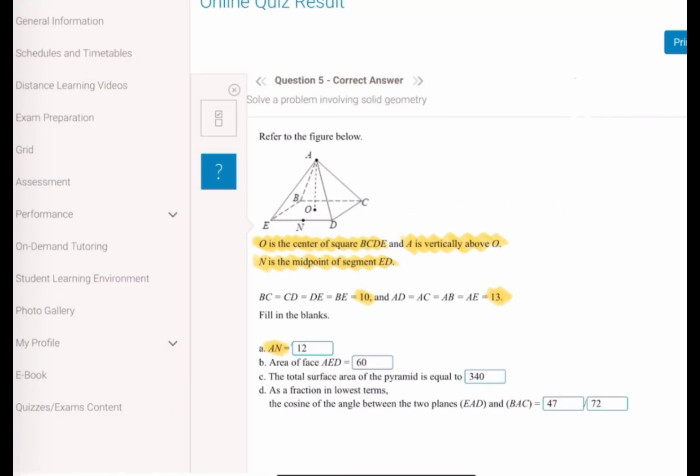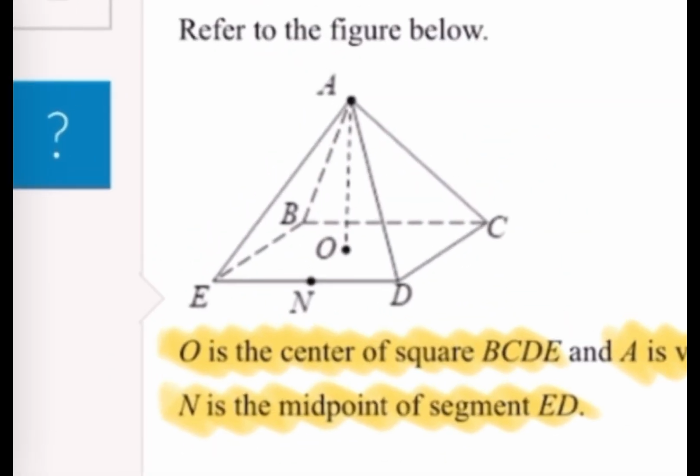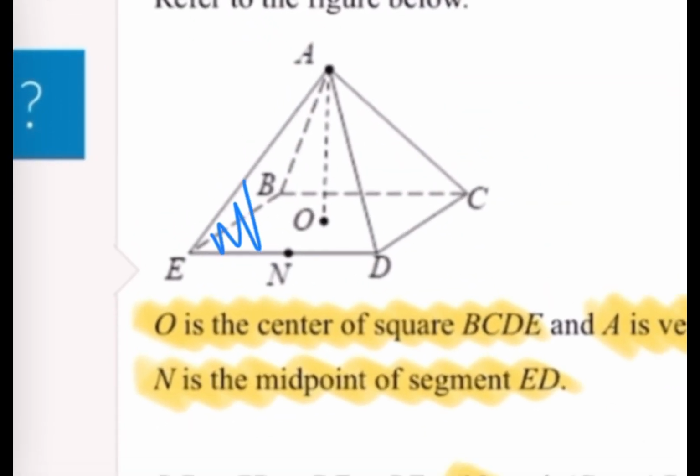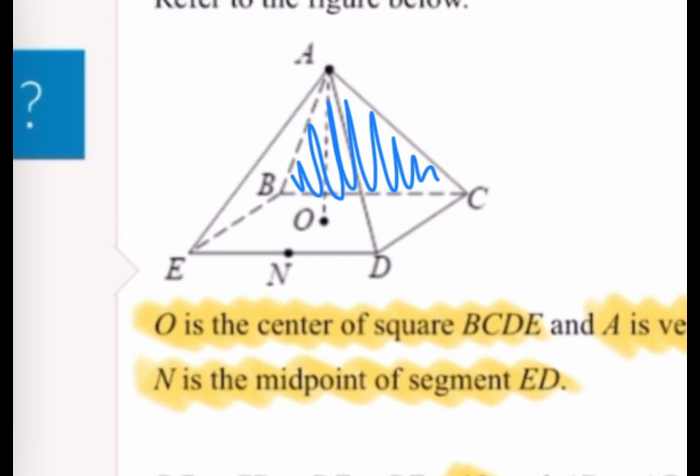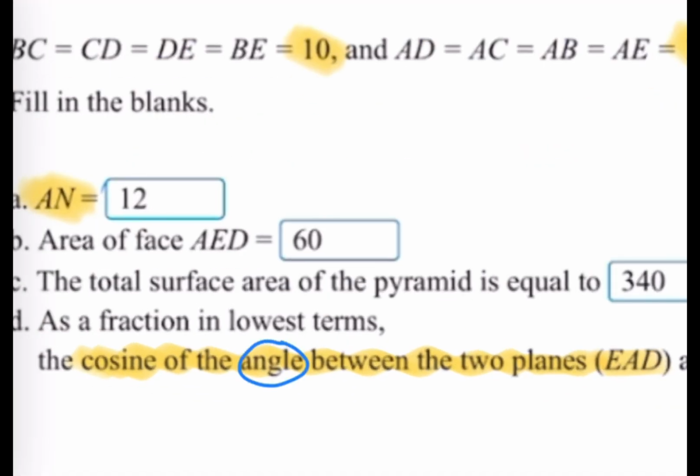Okay, so the last part of question 5 is a bit more complicated than the first three, but it's not too hard. They're asking us to find the cosine of the angle between the two planes. The planes are EAD and BAC. The plane EAD over here, this is the plane, and then right behind it, the plane BAC. So those are our two planes, and we need to find the angle between them.